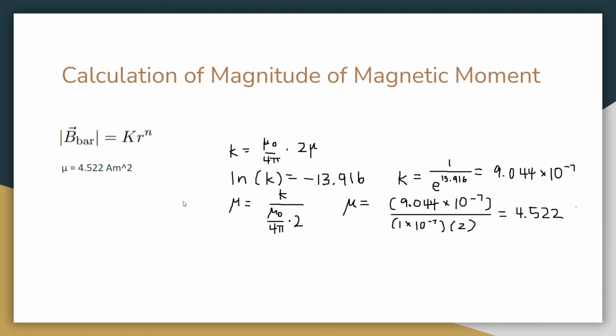I then calculated the magnitude of the magnetic moment with the data that I collected. Here I plugged in mu naught over 4 pi times 2 mu over r cubed for my B bar. I said that r is 1, so then k equals mu naught over 4 pi times 2 mu. Then I plugged in the ln k that I got before in my graph, which was negative 13.916. After calculating that, I got 4.522 for my magnitude of magnetic moment.